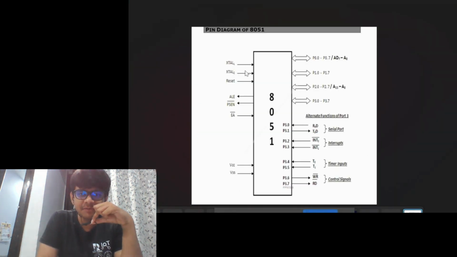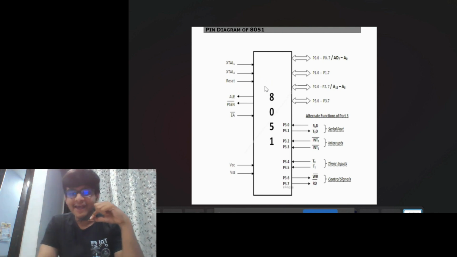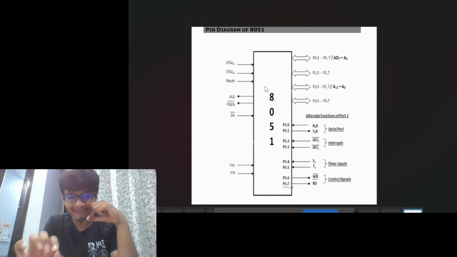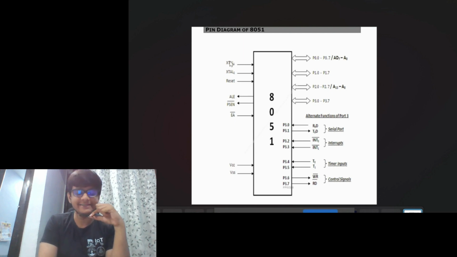To start with, the first two pins are XTAL1 and XTAL2. It sounds like you are learning about chemistry, like hydrogen, helium. No, these are just basic names. If you have studied organic chemistry, you know about nomenclature. These XTAL1 and XTAL2 sound like names given to Elon Musk's sons. I'm joking. XTAL1 and XTAL2.